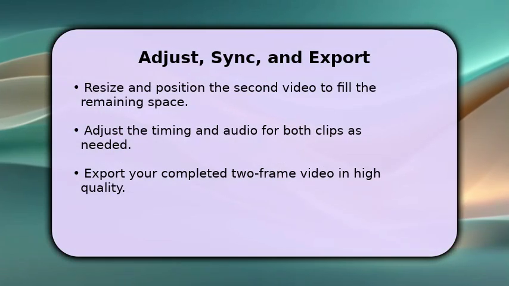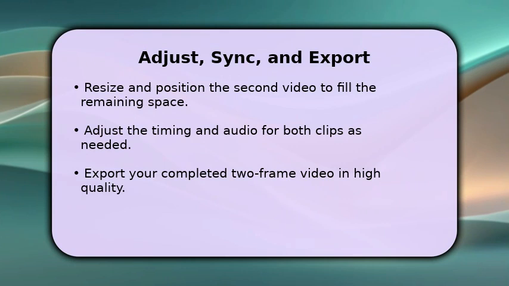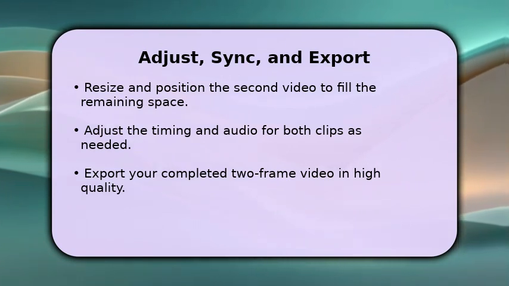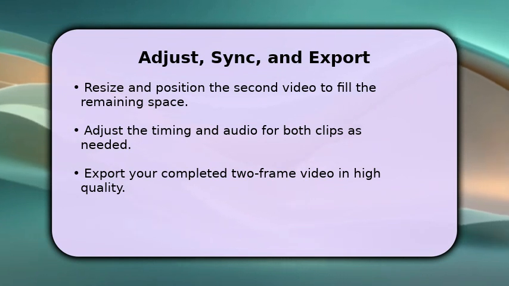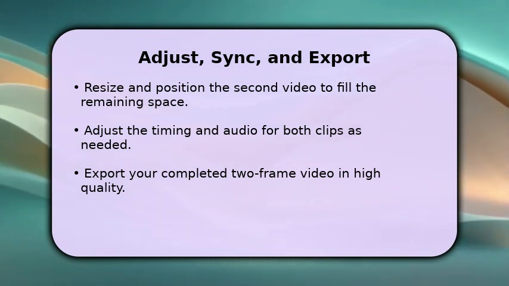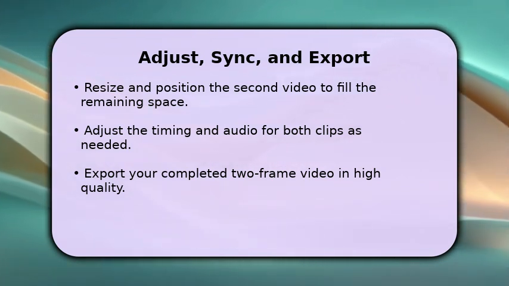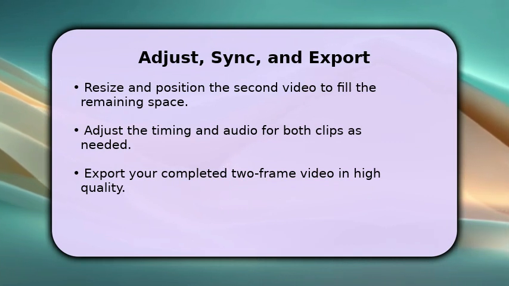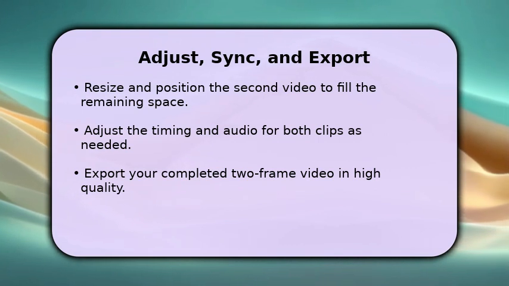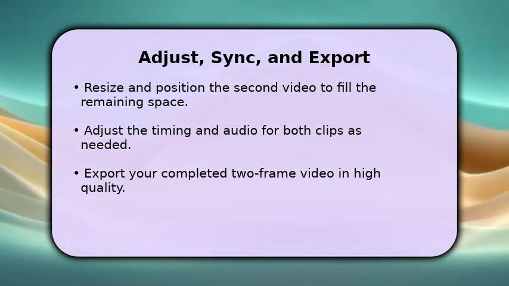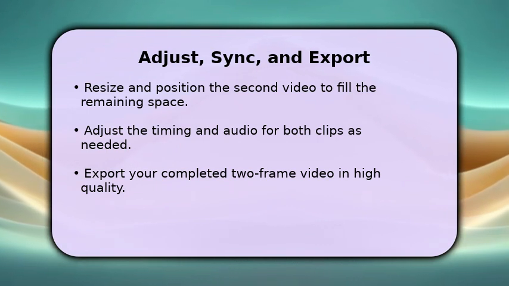With both videos on screen, use two fingers to resize and drag your second clip into the empty space, creating your two-frame layout. Ensure both videos are aligned and fill the screen without overlapping. You can also adjust their individual volumes and trim their lengths for perfect synchronization. Finally, tap the Export button, usually in the top right corner, to save your new split-screen video in excellent quality.